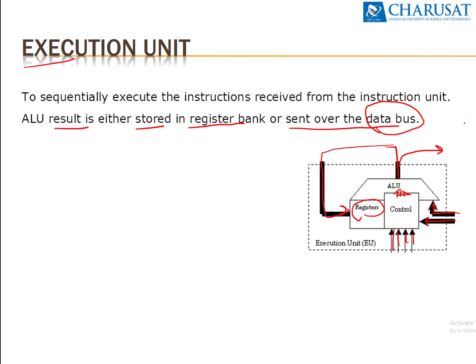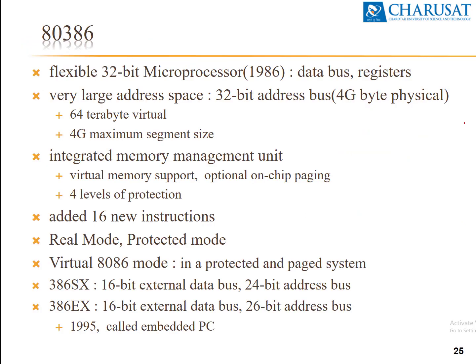So we have discussed till now the 4 parts of the 80286. Let's continue with some features of the 80386, 486 and Pentium architectures.